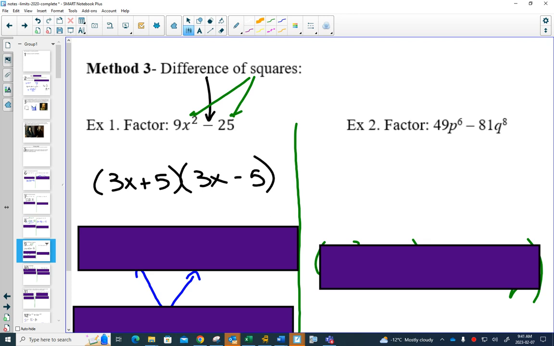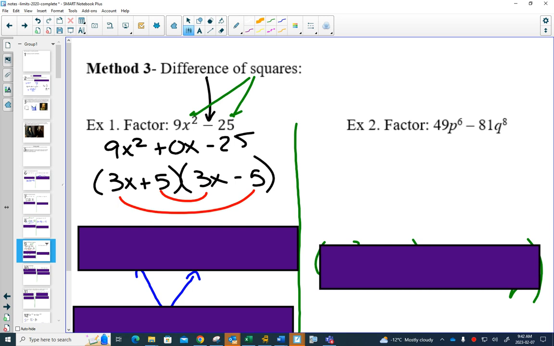Now technically, that's a nice shortcut, but technically, difference of squares is exactly the same as regular factoring, because this 9x squared is like 9x squared plus 0x minus 25. And you're still multiplying things out, but now the outside and the inside cancel out, because one's positive, one's negative, you'll get 0.